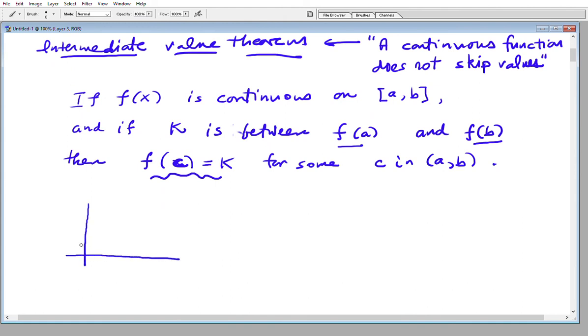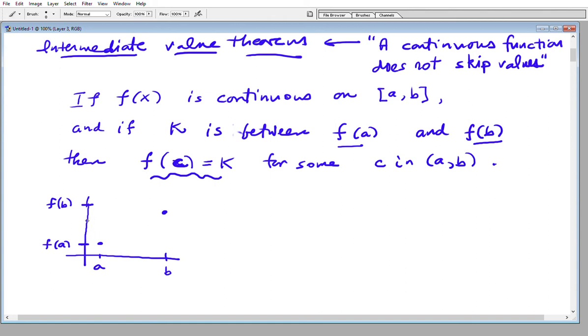All right, so let's say the function starts here, let's say this is A, and let's say this is B. Let's say the function starts here at this y level, f of a. It doesn't necessarily go up. It could go up and down, but I'm going to draw a function that goes up. And let's say it ends up here, up at f of b. Okay. That means it has to go in between.